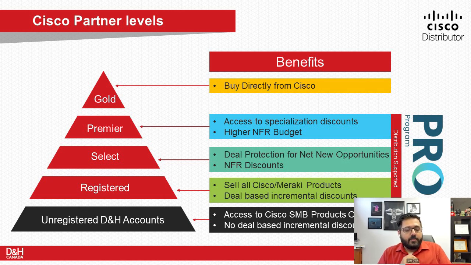Beyond that, you also have the ability to create something called a quick quote with Cisco and ask for incremental discounts. Now, keep in mind, at the registered level, there is no deal protection. So if you have a net new opportunity that you wanted to secure and make sure no one else can bid on it, that's not necessarily available at that level. That starts at the next level, which is the Cisco Select partnership. At this level, you actually have the ability to get something called an OIP discount, which we'll touch on in a little bit as well.